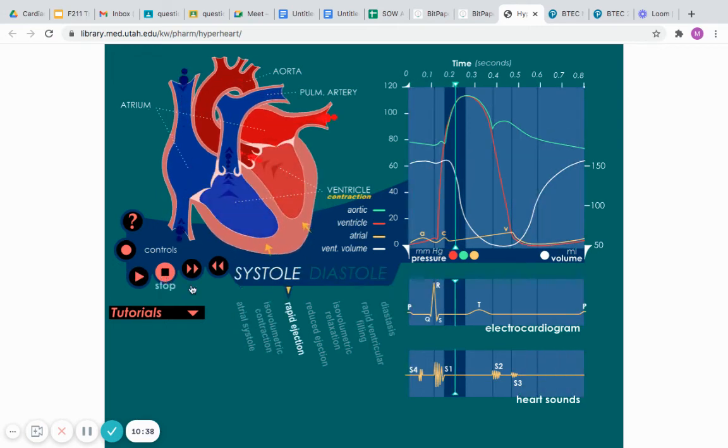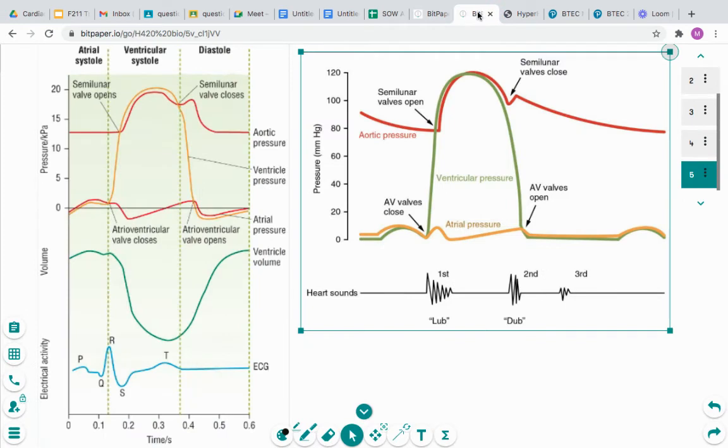Okay, so let's go back to interpreting this graph. So remember, the focus is on pressure changes.